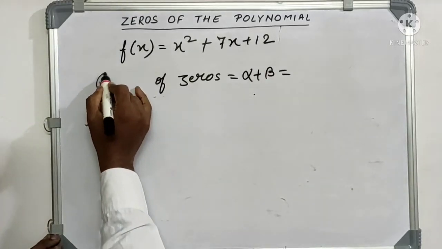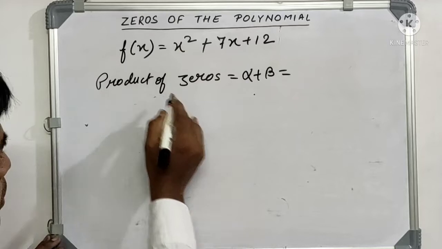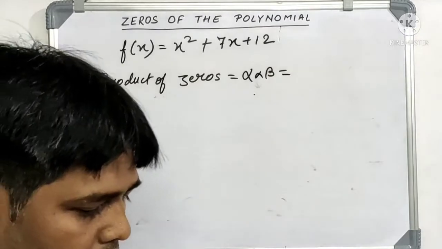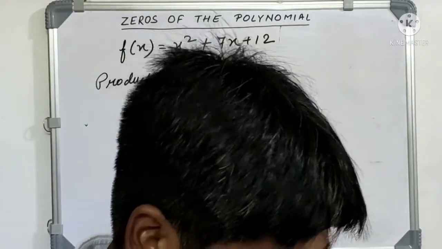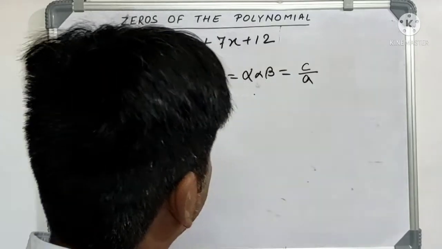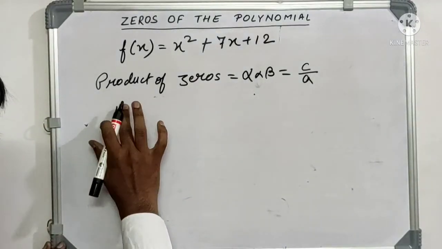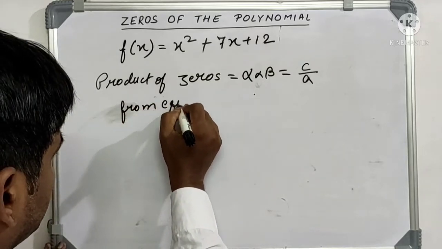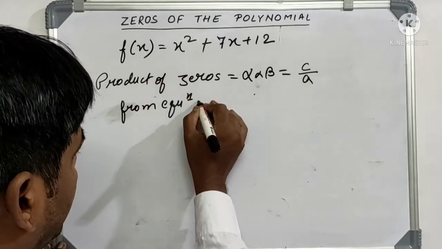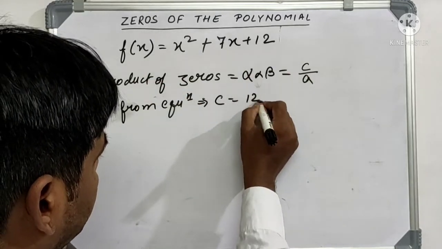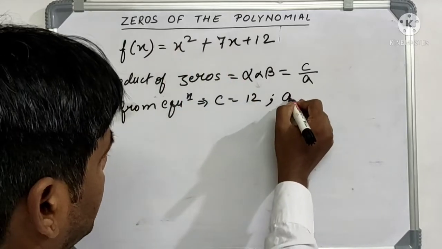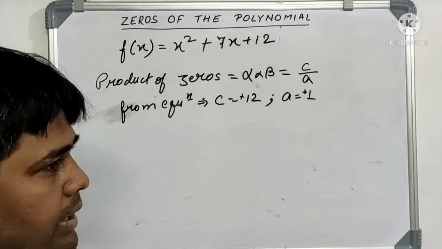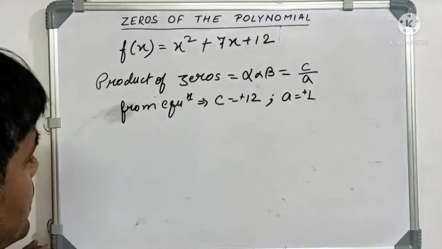Similarly, let us talk about the product of the zeros. Now the product of the zeros is alpha multiplied by beta. We have seen that alpha multiplied by beta will be equal to c upon a. Okay, before that, let us find out the values from the equation. From the equation, c is equal to 12. Then we have a equal to 1. I have not used the sign because both these values are positive in nature.